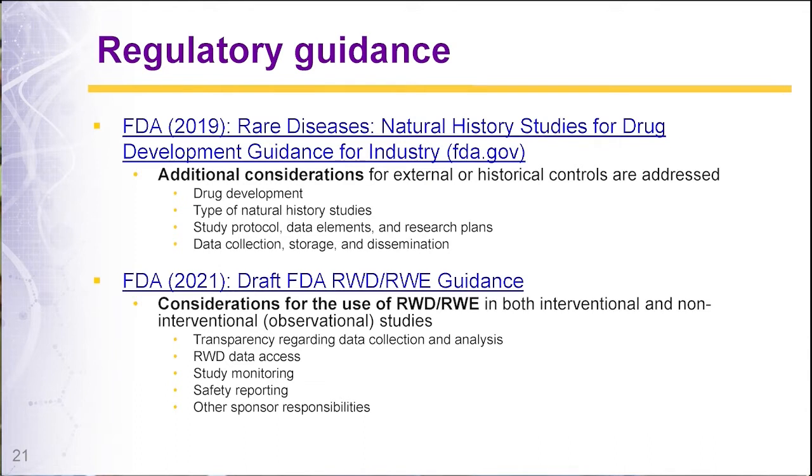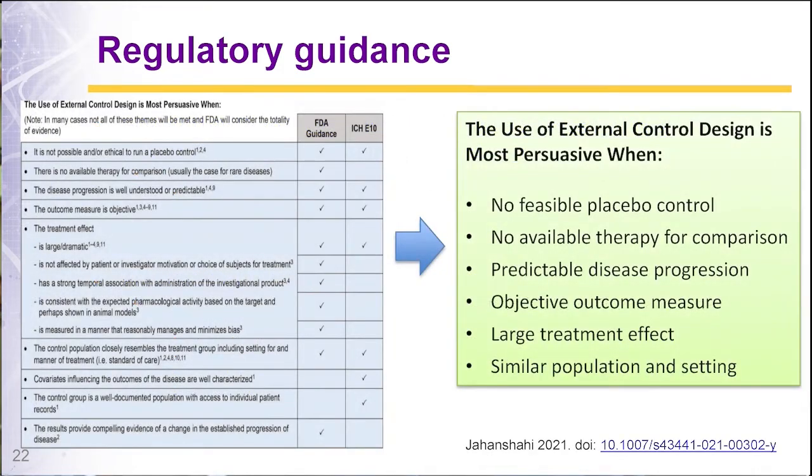And just last month, FDA also issued the real-world evidence guidance, with considerations for using real-world evidence or real-world data in both interventional and non-interventional studies. As we all know, the external control, historical control is part of the real-world data. When we're using an external control design, think about this: it will be more persuasive and acceptable to regulatory bodies.